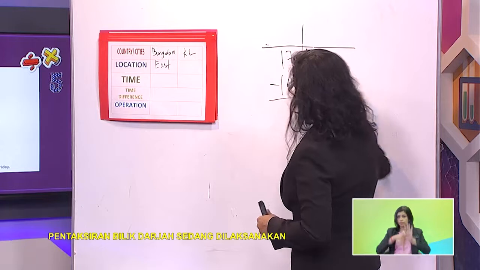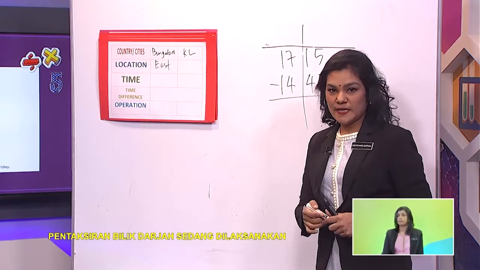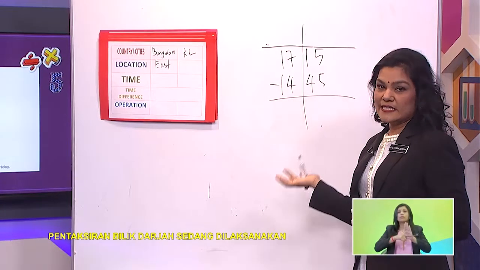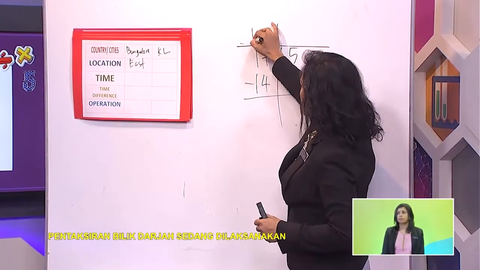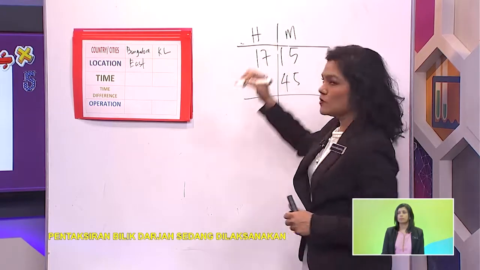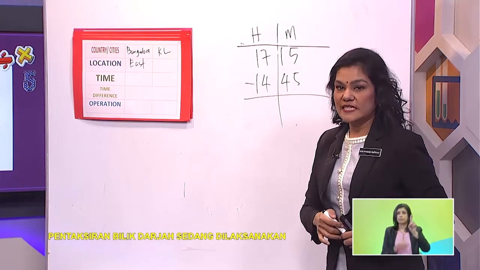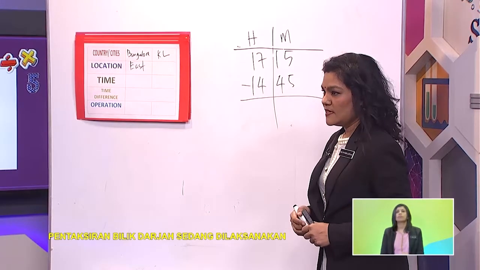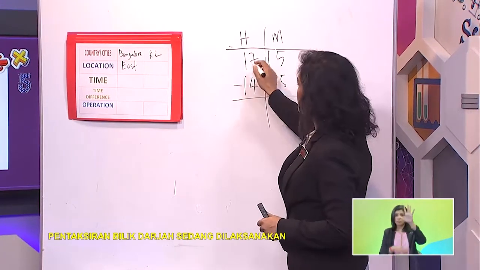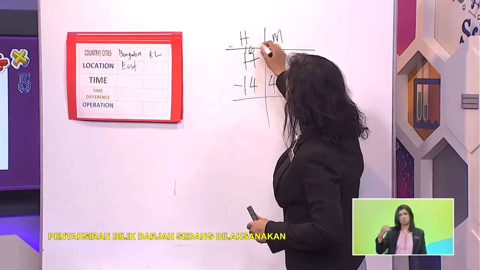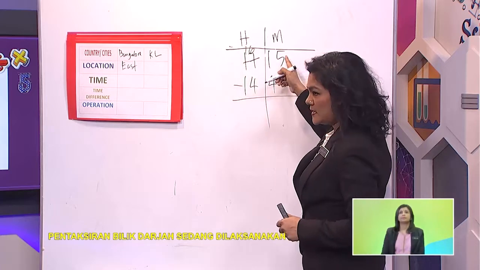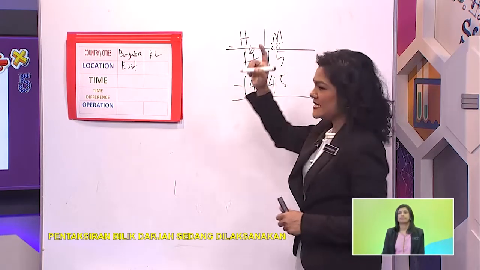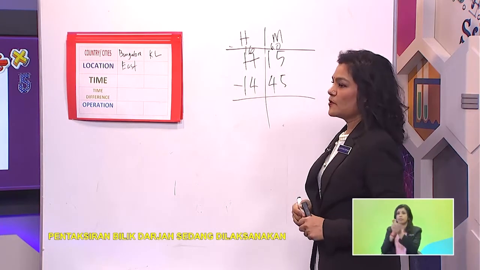Okay. How to subtract here? Remember, this is hours and this is minutes. So 1 hour is equal to 60 minutes, right? So could you minus 45 from 15? Of course not, right? So we have to borrow from here, make it 16. When you bring 1 hour to minutes, it changes to 60, so 75. Then you proceed with the subtraction.